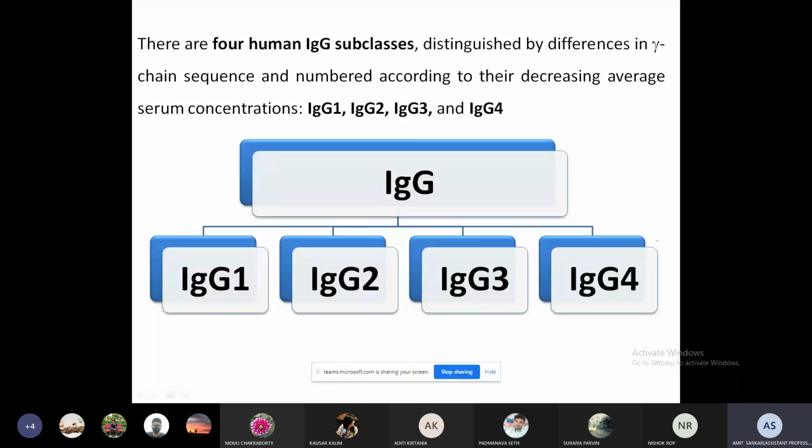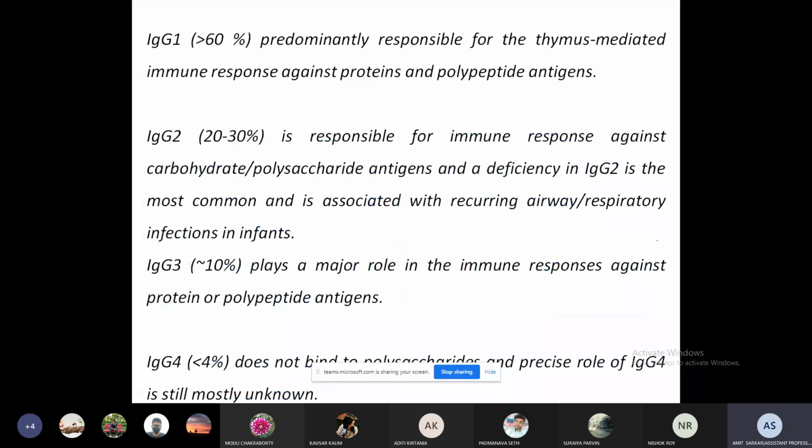If you look at IgG1, as I'm saying, 60% of the immunoglobulin is nothing but IgG1. They are predominantly responsible for the thymus-mediated immune response against protein and polypeptide antigen. IgG2 is responsible for the immune response against carbohydrate and polysaccharide. So there is a distinct difference. If the antigen is protein or polypeptide in nature, then IgG1 will be effective. If the antigen is carbohydrate or polysaccharide in nature, mostly IgG2 will be effective.